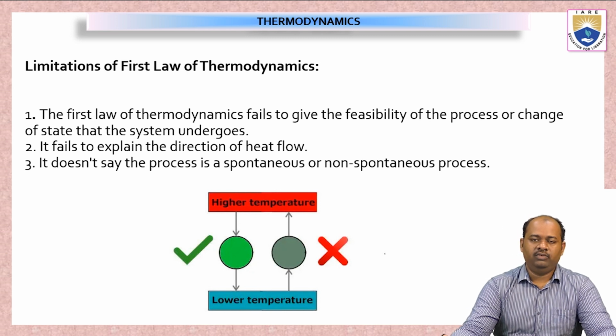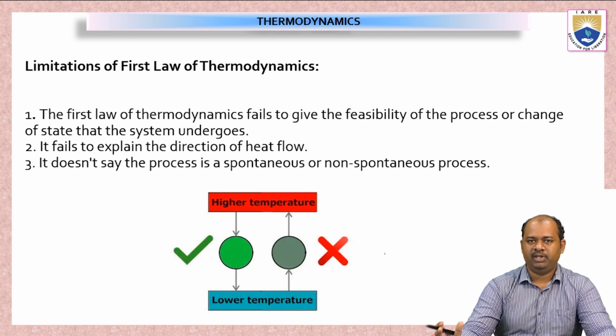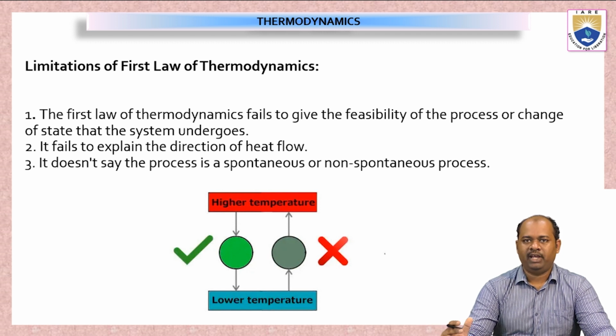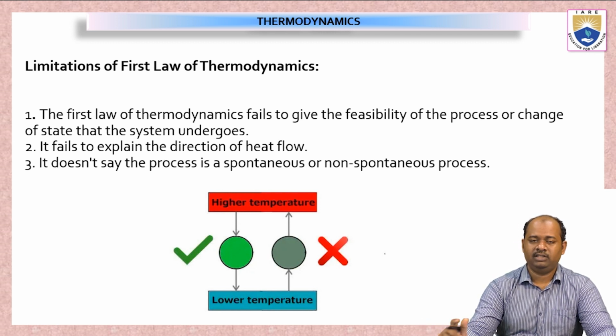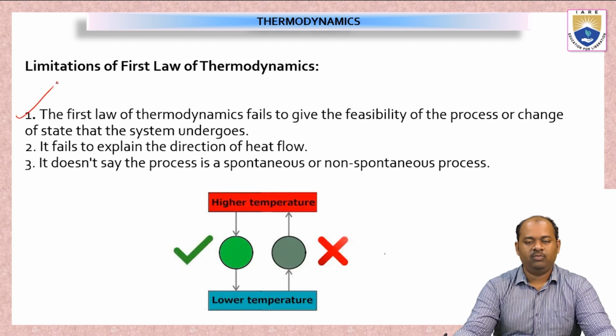Next, we'll see what are the limitations of the first law of thermodynamics. Even though the first law is based on many applications, still the first law of thermodynamics has some limitations, where this first law has to be developed or modified in order to apply in more fields. So let us see some of the limitations of the first law of thermodynamics. First one is the first law of thermodynamics fails to give the feasibility of the process or change of the state that the system undergoes.